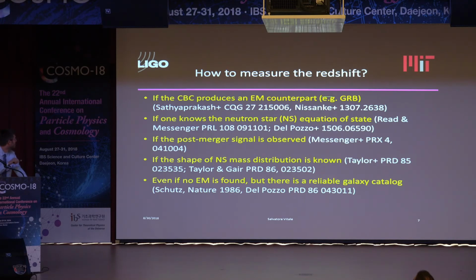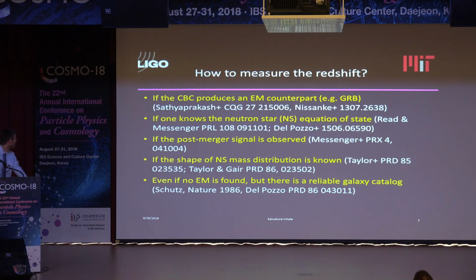And probably the first thing that comes to mind is that if by any chance my compact binary also produces an electromagnetic counterpart, maybe I can localize the event very precisely. I see the galaxy, and we have heard this today in the first talk, and that gives me the redshift. And that's the obvious thing to do. It's important to know that it's not the only way you can do it. There are other ways in which you can do it even in the absence of an electromagnetic counterpart.